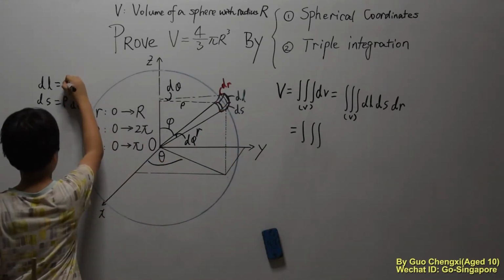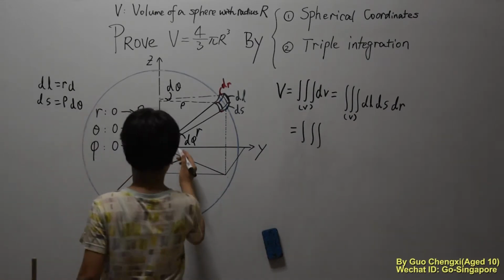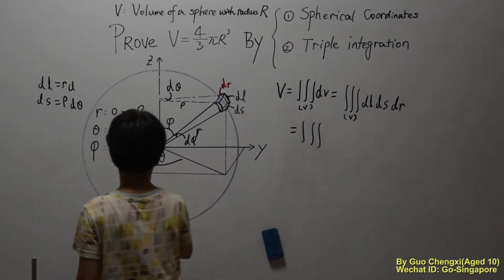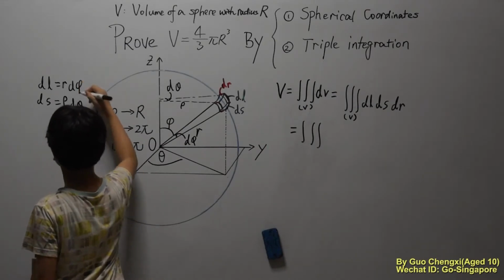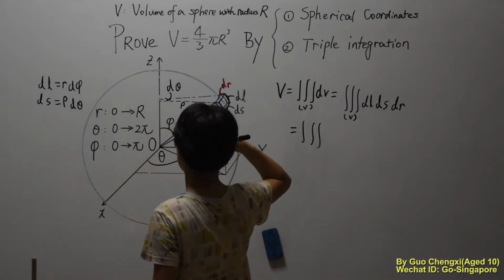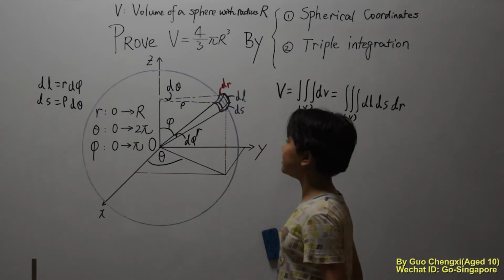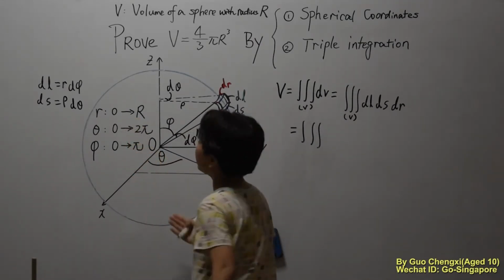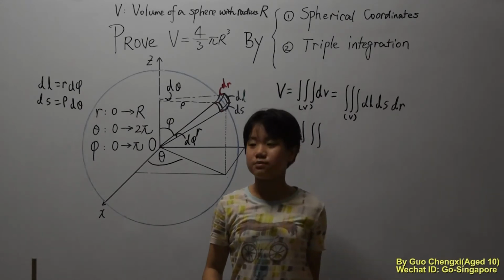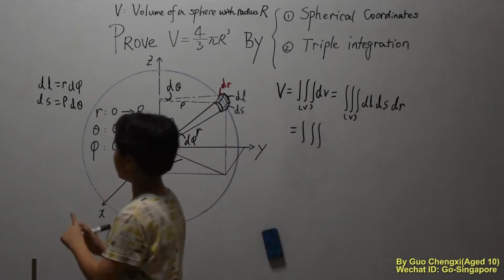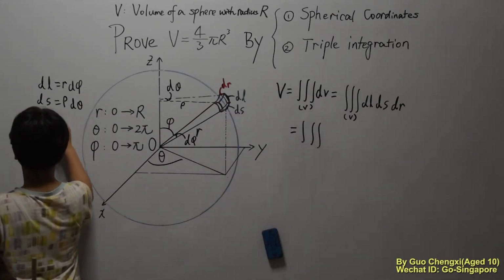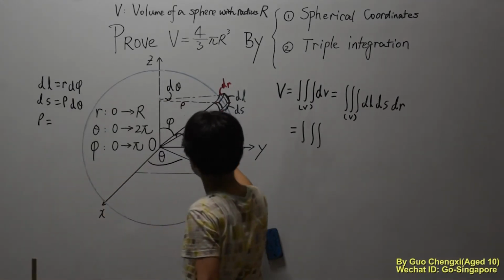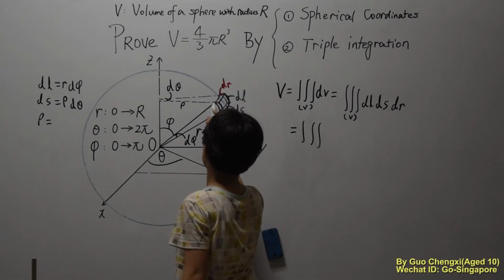So here will become R, D. So it was over here, okay? So it will be R, D, phi, like this. But wait a second. They give you already this part. But wait, what is rho? That's my question.